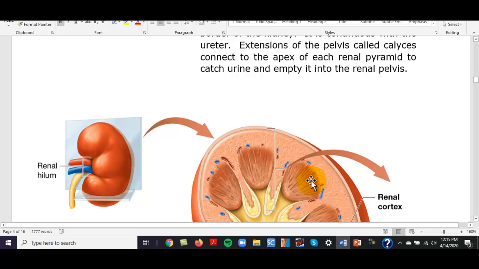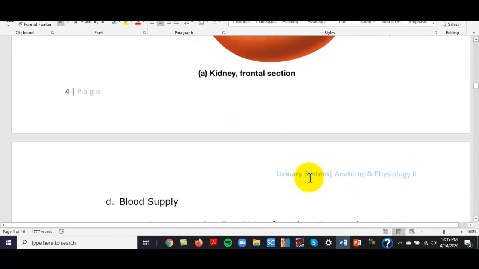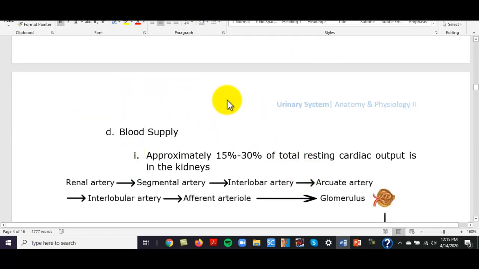Oops, and I keep doing that. Anyway, that's an introduction and just some anatomy of the kidney. We will start here next.